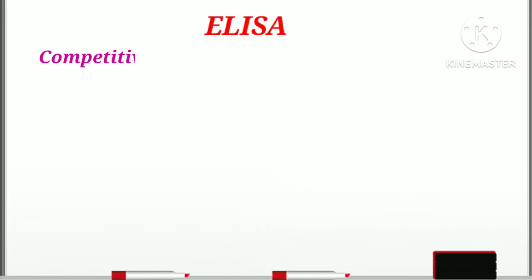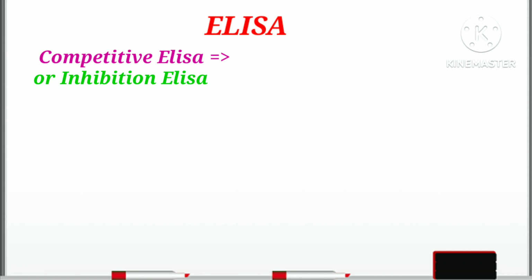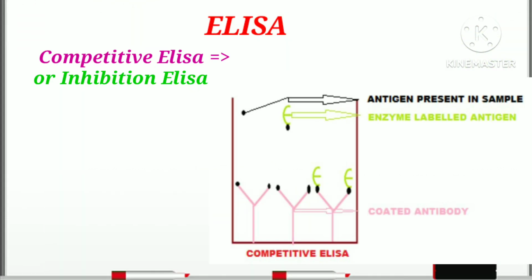Coming to the next point, competitive ELISA. Competitive ELISA is also called inhibition ELISA. There is a competition between two antigens. One antigen is present in serum and another is enzyme-linked labeled antigen. The microtiter wells are coated with antibody, the captured antibody. Then enzyme-linked labeled antigen is added. Then add patient serum. There is a competition between the two antigens to bind with the captured antibodies. Then washing is done. Then add substrate to get the product.